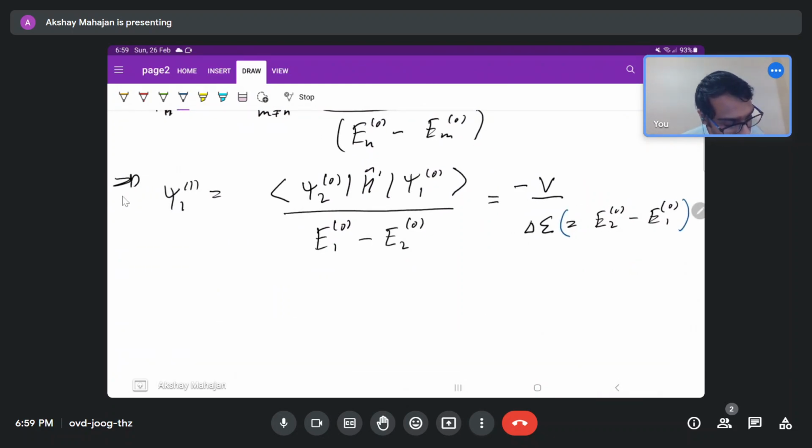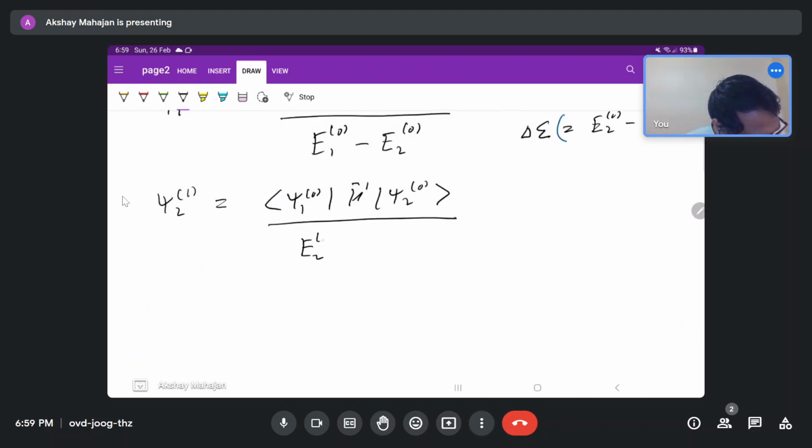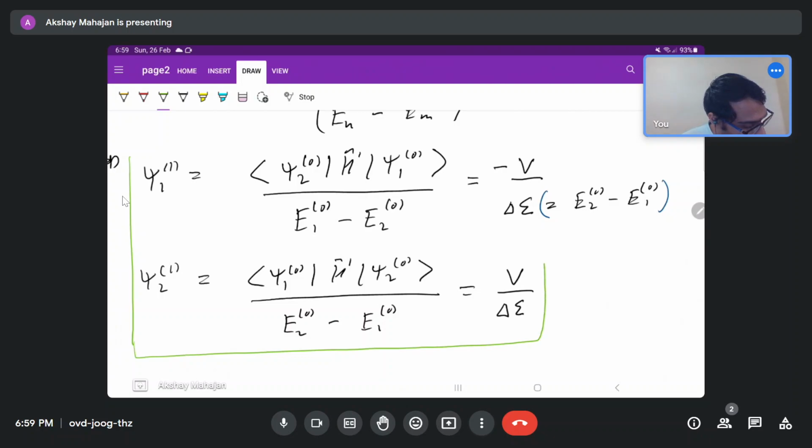So this will come as this, and psi 2 of the first order similarly will be given by psi 1 of the zeroth order H cap prime psi 2 of the zeroth order, using the formula, divided by E2 of the zeroth order minus E1 of the zeroth order, which will be equal to V divided by delta epsilon. All right, so this is our first order correction to the wave function.